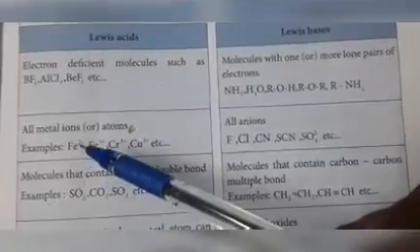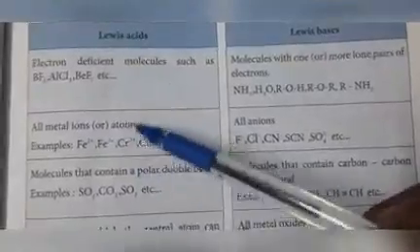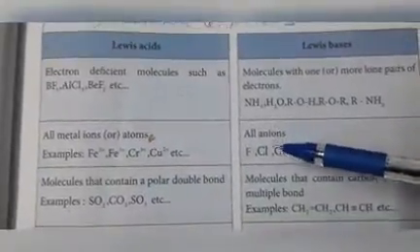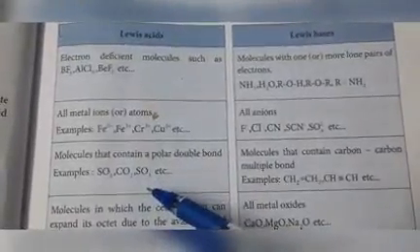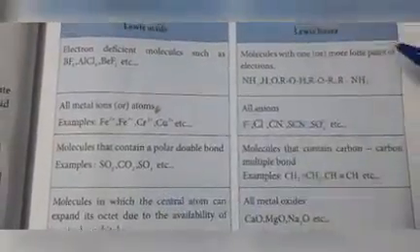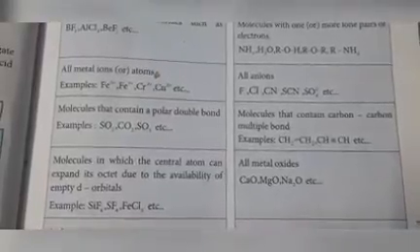Here all metal ions or atoms, that means charged species or neutral. Here all anions means all have a negative charge. Lewis acids are molecules that contain a polar double bond. Polar means charge separation takes place. Lewis bases are molecules that contain a carbon-carbon multiple bond, either a double bond or a triple bond. Molecules in which the atom can expand its octet due to the availability of empty d orbitals.